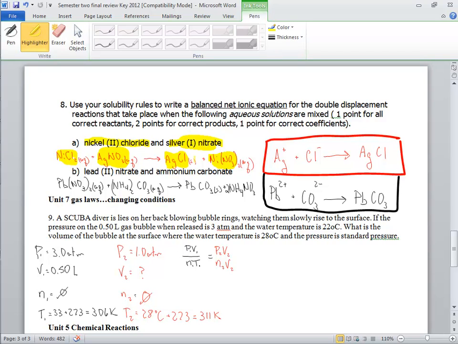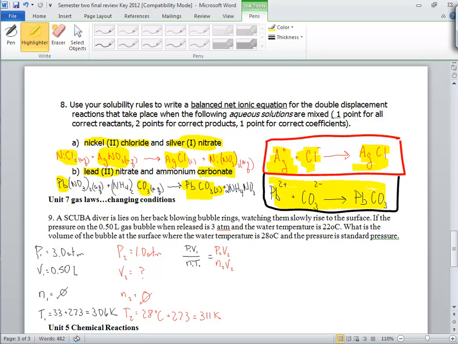So what's the net ionic equation? The net ionic equation simply shows the stuff that's actually reacting, the silver and the chloride making silver chloride. That's the net ionic equation. And for the next problem, once again, we're looking for the cation and anion that are going to form a precipitate. The lead from the lead nitrate and the carbonate from the ammonium carbonate are going to make lead carbonate that is solid. That's the only thing we're going to show in our net ionic equation.